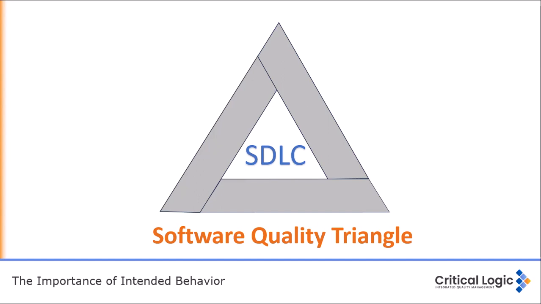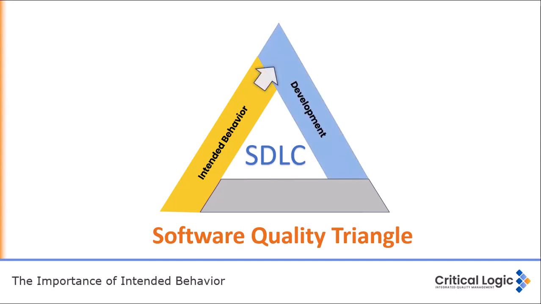First, I want to define a concept we call the software quality triangle that defines three high-level components of the software development lifecycle. The first component of the triangle is called intended behavior. I'll define that fully in a minute, but for now I'll describe it as what the system needs to do to meet business needs.